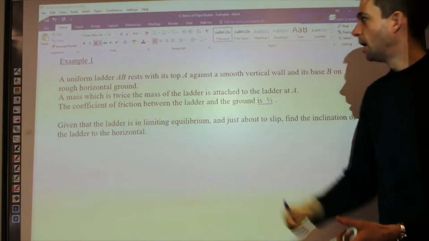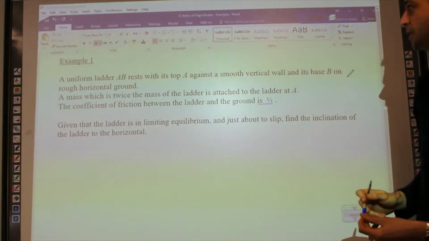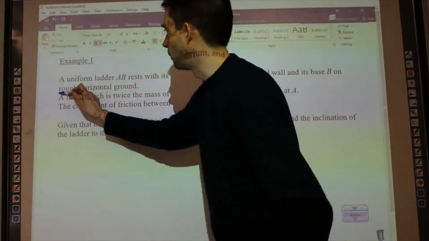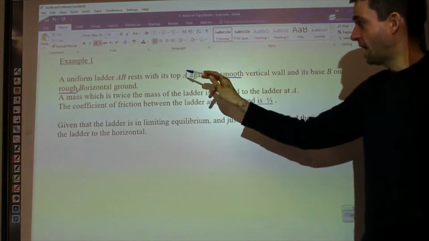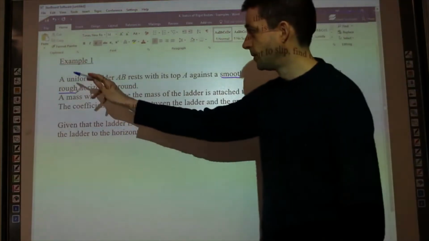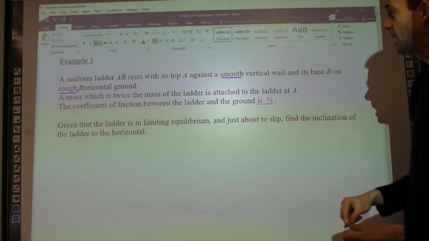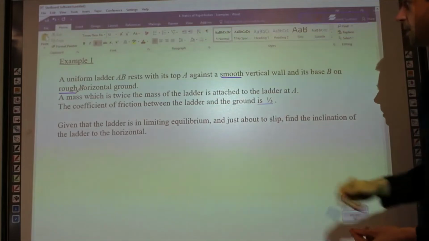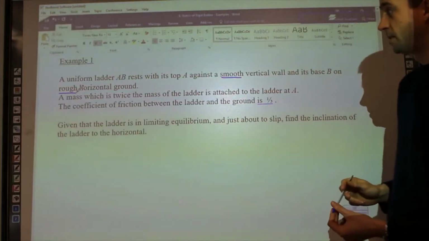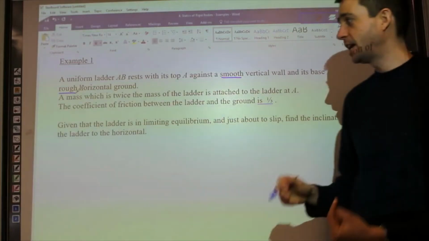Okay, so a uniform ladder, AB, rests with its top A against a smooth vertical wall and its base B on rough horizontal ground. So straight away again we've got that word smooth and we've got that word rough, which means that at the point A, which is at the top against the wall, there is no friction. At the point B, which is on the floor, there is friction because it's rough. A mass which is twice the mass of the ladder is attached to the ladder at A, so that's the bit that's up there on the wall. The coefficient of friction between the ladder and the ground is 1/3. Given that the ladder is in limiting equilibrium, just about to slip, find the inclination of the ladder to the horizontal.